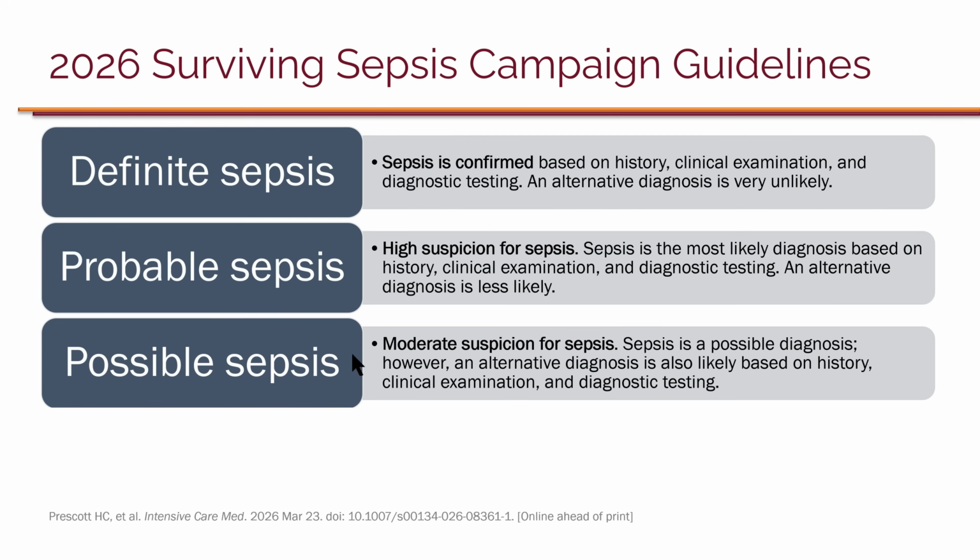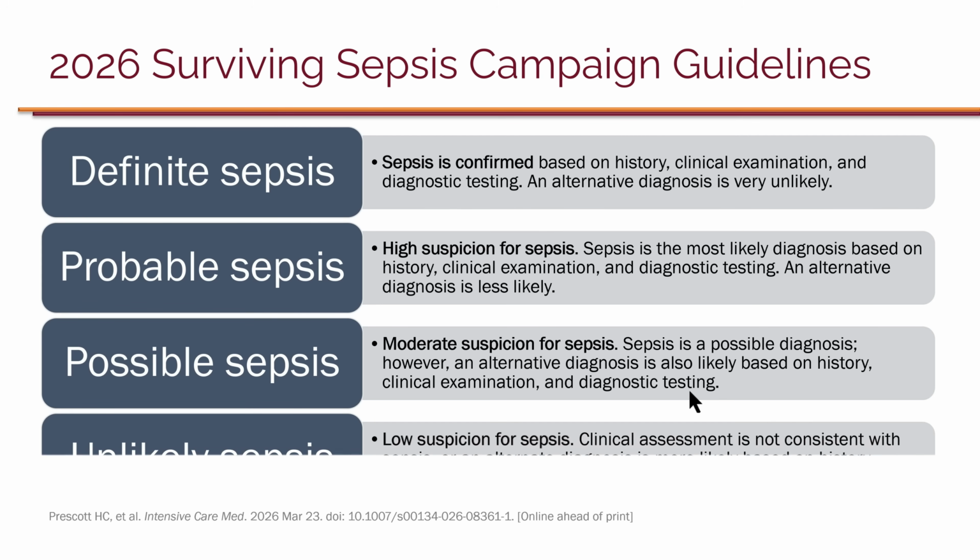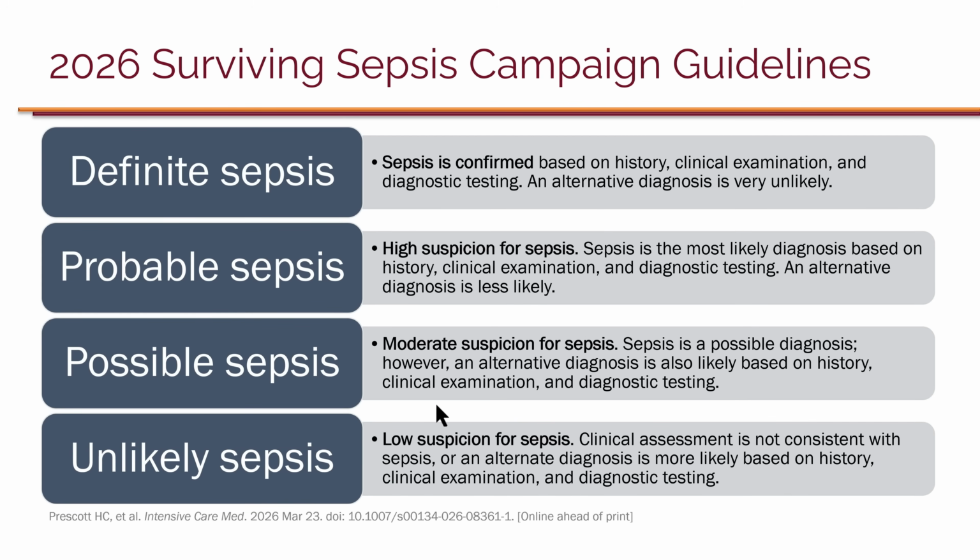The next definition is possible sepsis. This is where your confidence essentially goes lower. So you have moderate suspicion for sepsis. Sepsis is a possible diagnosis. However, an alternative diagnosis is also likely based on history, clinical examination, and diagnostic testing. And there is unlikely sepsis. This is where you have very low suspicion for sepsis. Clinical assessment is not consistent with sepsis, or an alternative diagnosis is more likely based on history, clinical examination, and diagnostic testing.